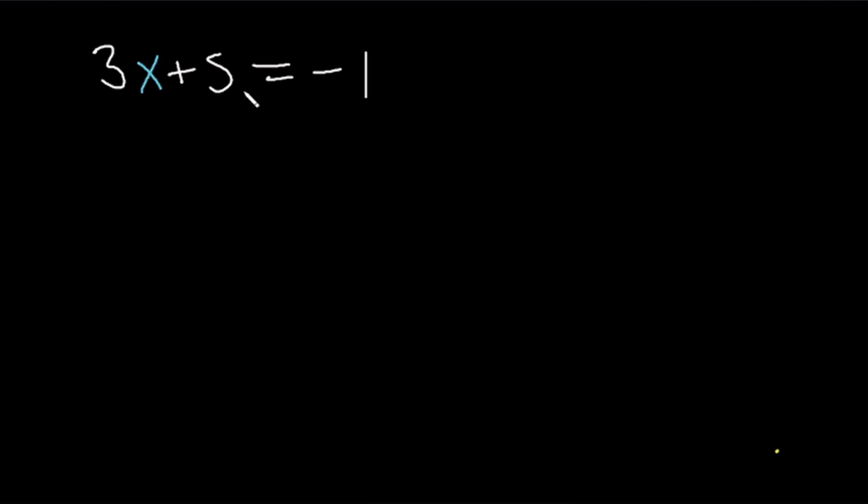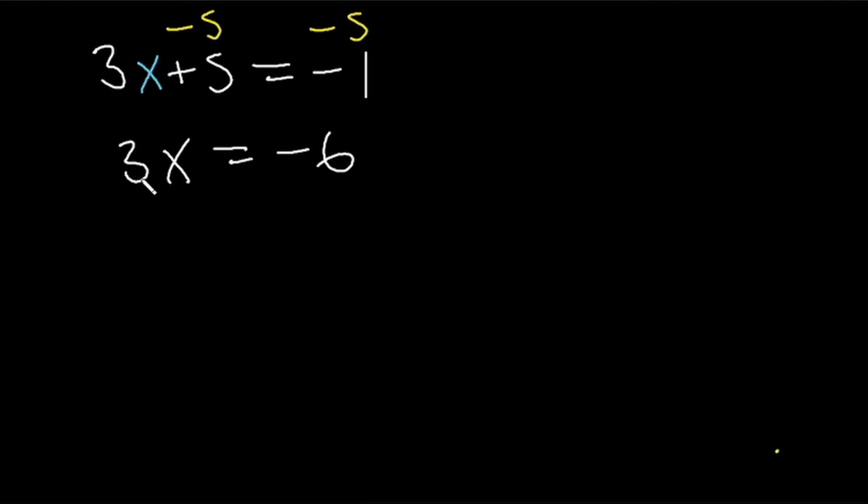Well, first we need to get rid of this 5. So, to get rid of a positive 5, we could just subtract 5. But we have to do it to both sides. So we would end up with 3x is equal to, well, negative 1 minus 5 is negative 6.